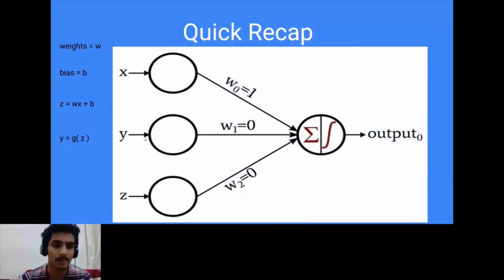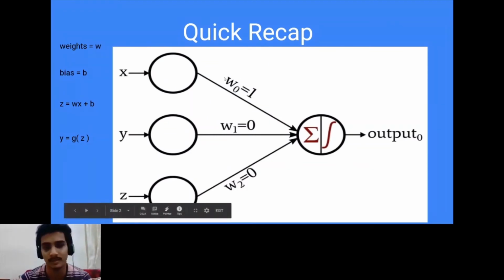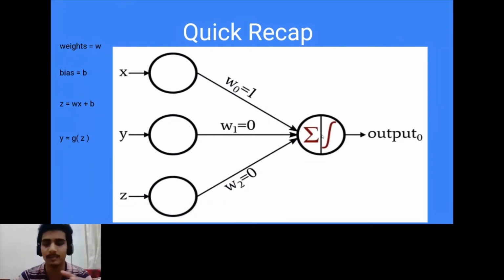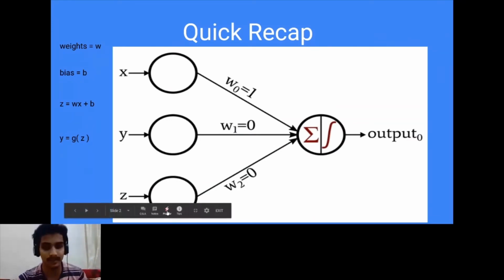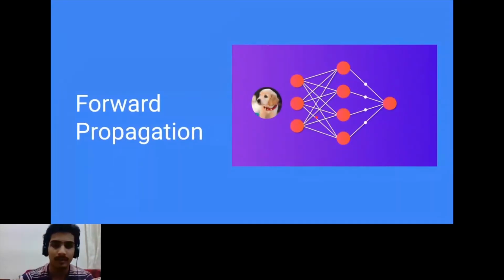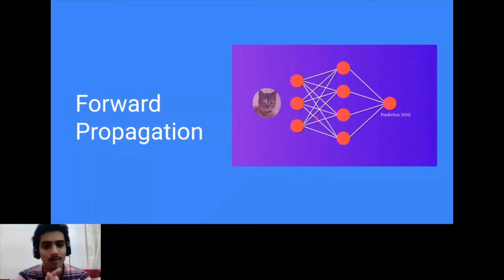So this was the perceptron we saw. We gave some inputs, it has some weights and biases, and some solving of equations happened. That was the Z part, and then that gave us the output. So moving on, forward propagation is how our neural network predicts.